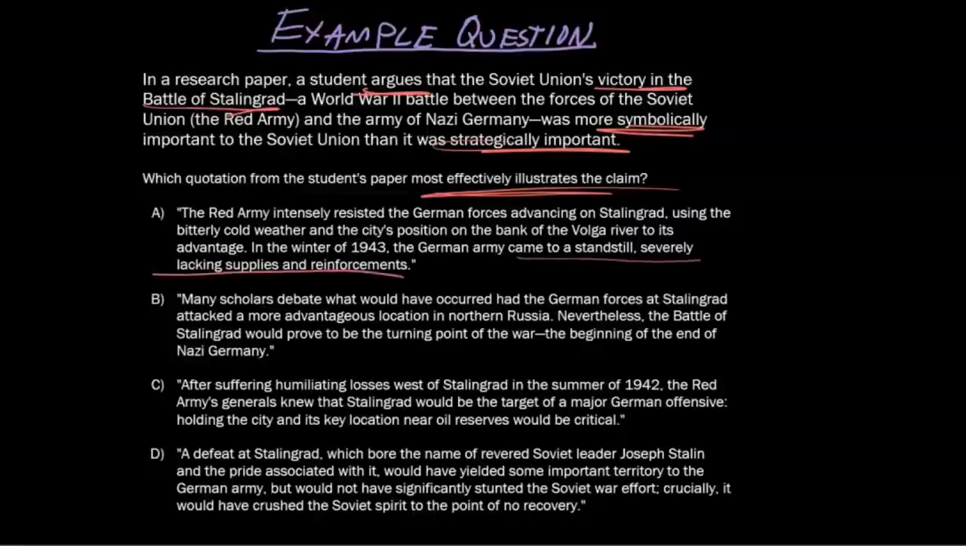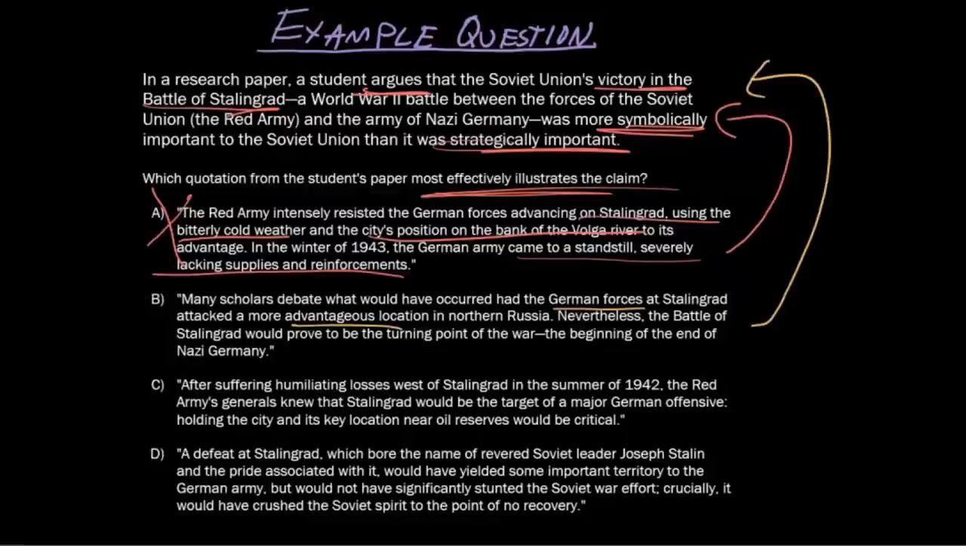Does this really think about symbolically? No. This is describing how the war was fought here. This is describing the Battle of Stalingrad itself. So this is not the correct answer. Let's take a look at the next one. Most scholars debate what would have occurred if the German forces attacked a more advantageous location. That's not related to this at all. This is not the answer, okay?